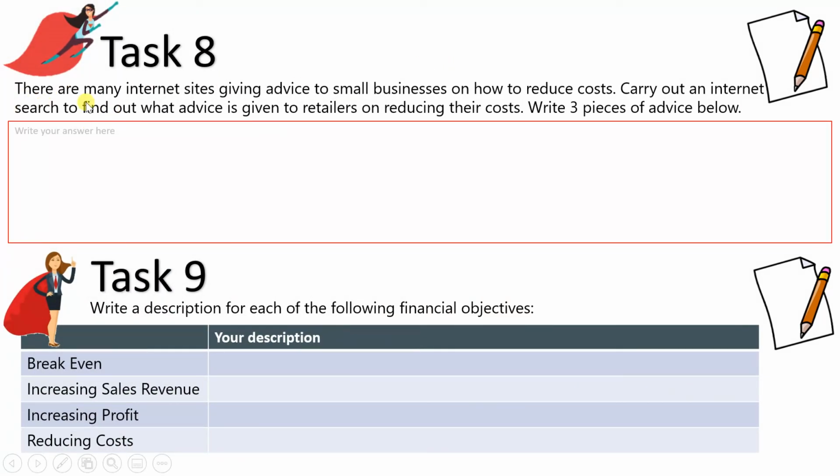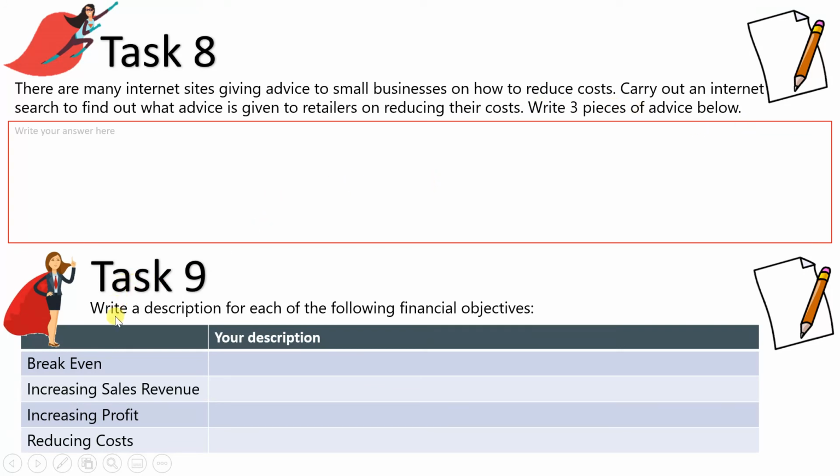Task 8. There are many internet sites giving advice to small businesses on how to reduce costs. Carry out an internet search, your independent one, to find out what advice is given to retailers on reducing their costs, and write 3 pieces of advice below.